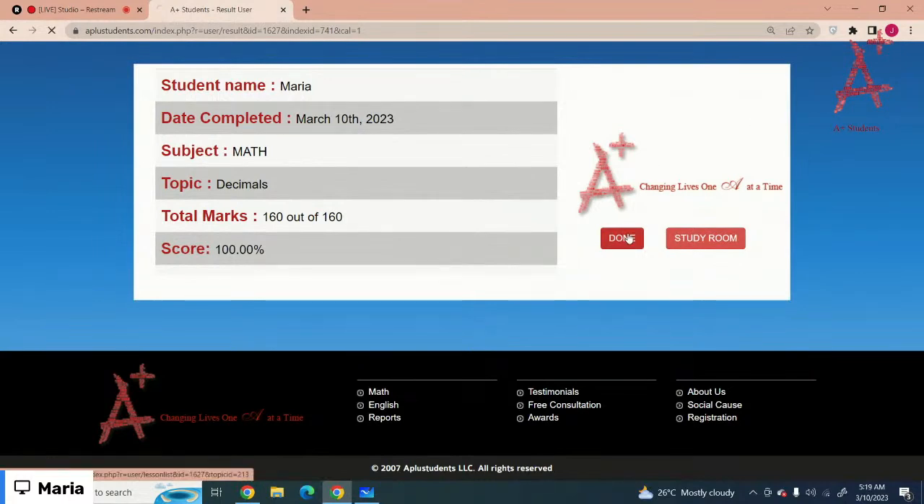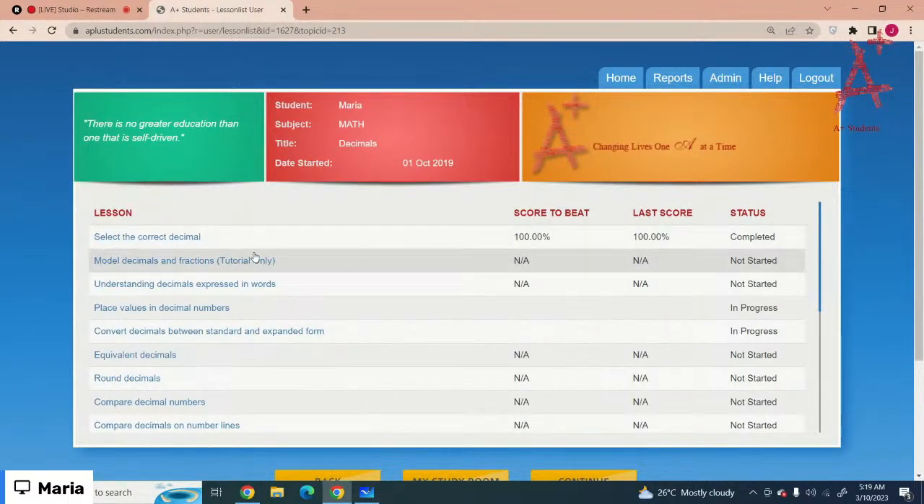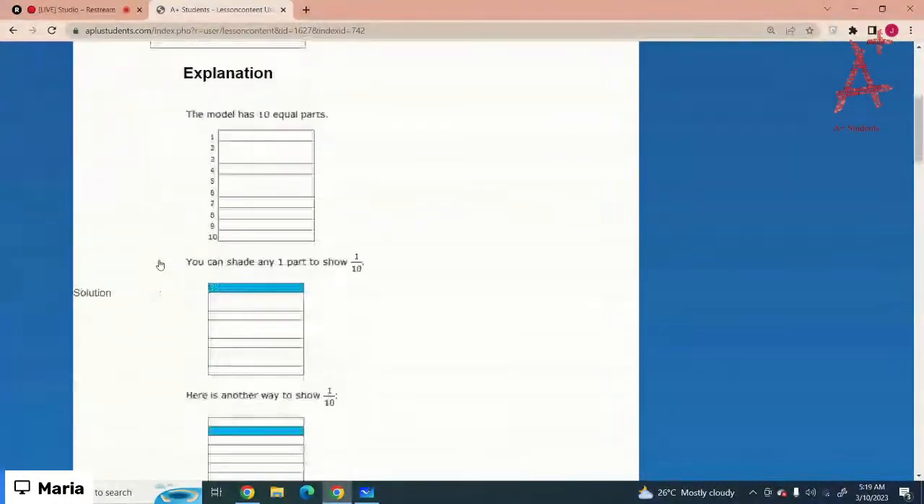Okay, let's start with the next one. The next one is model decimals and fractions. Okay, show 1 over 10 by shading the model. 1 over 10 means just one portion out of the 10. So just make a figure with 10 portions and color 1, and that represents 1 out of 10. That means the total portions are 10, and out of the 10 just 1 is colored.